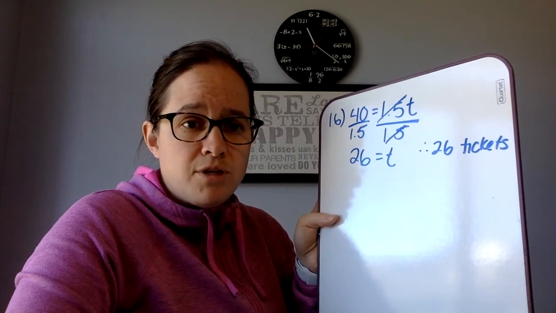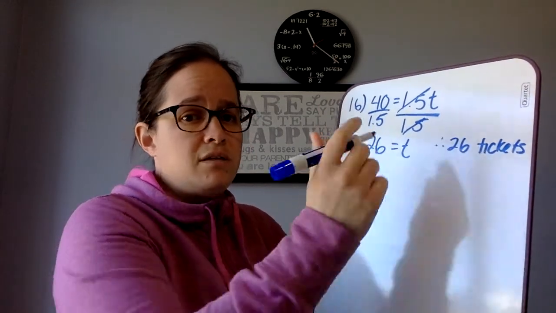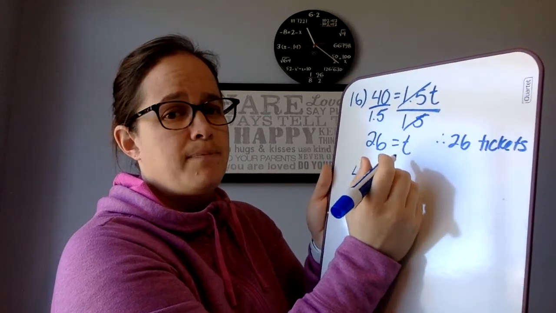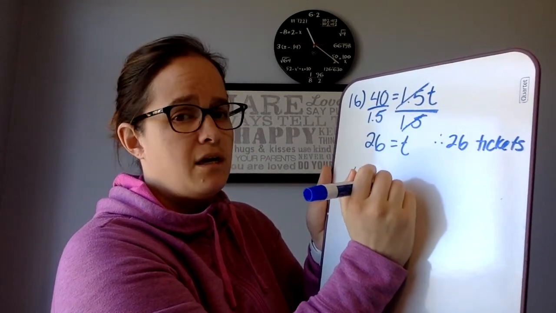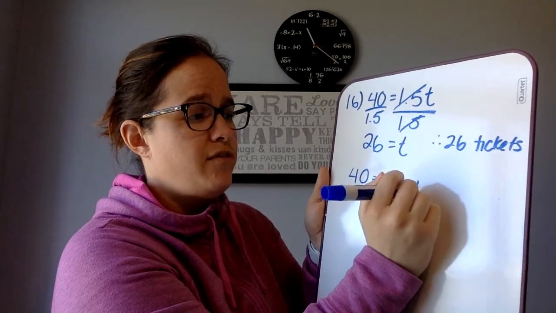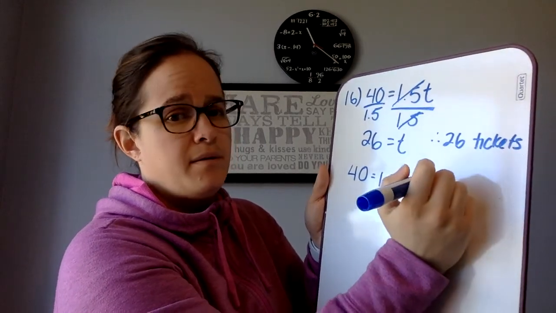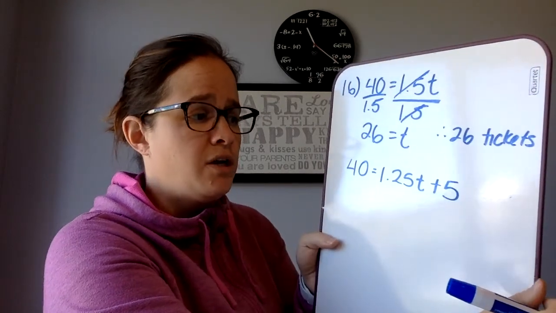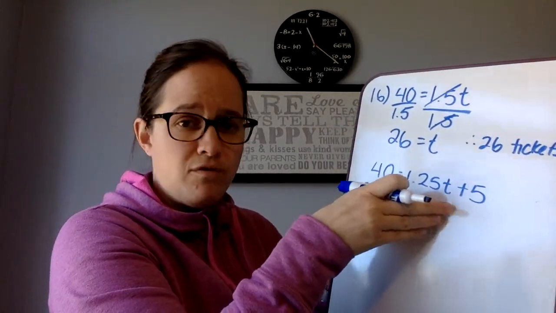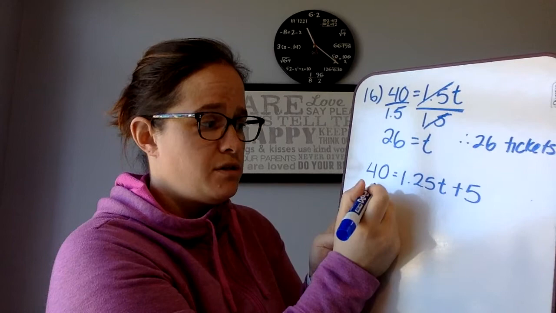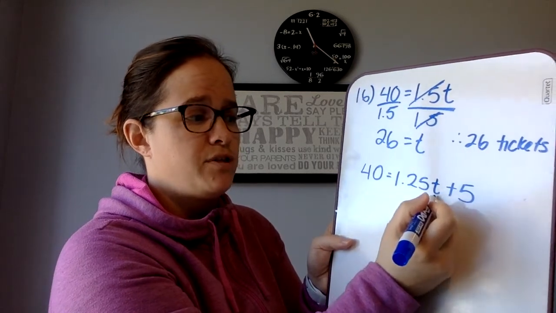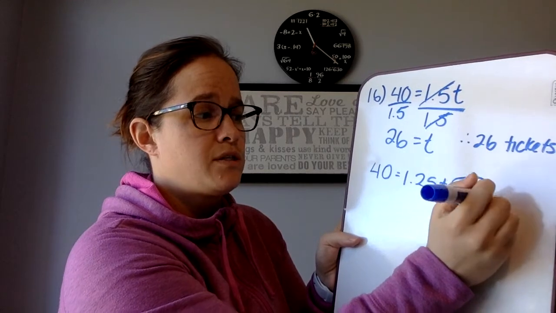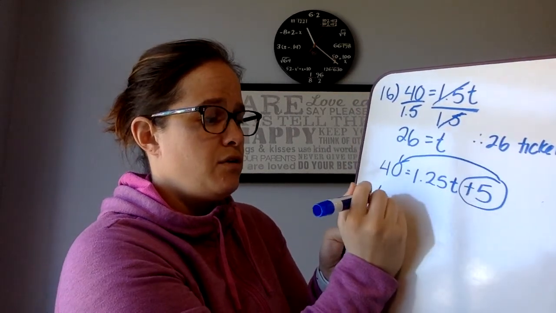So the second option is that Marcel still has $40 to pay, but he has $1.25 per ticket plus the $5 membership fee. So we want to solve this. So $40 in total to spend, $1.25 per ticket with a $5 membership fee. So we are going to start to isolate this.